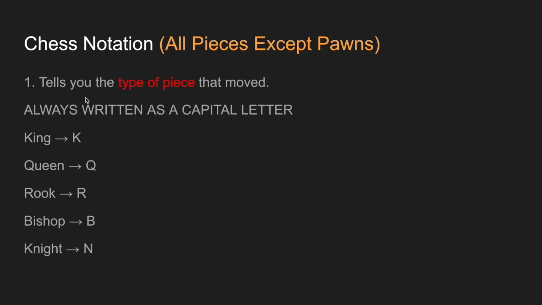The first part tells you the type of piece that moved, and all pieces are abbreviated to a capital letter. The king is abbreviated to K, queen to Q. It's the first letter of the word, basically. The only exception is the knight, which is abbreviated to N because the K is taken by the king. So the knight uses the second letter instead.